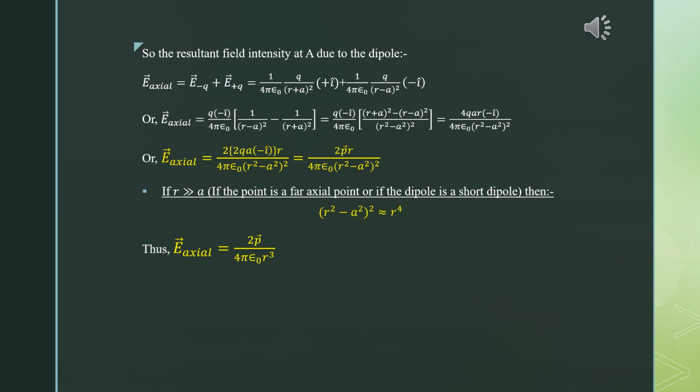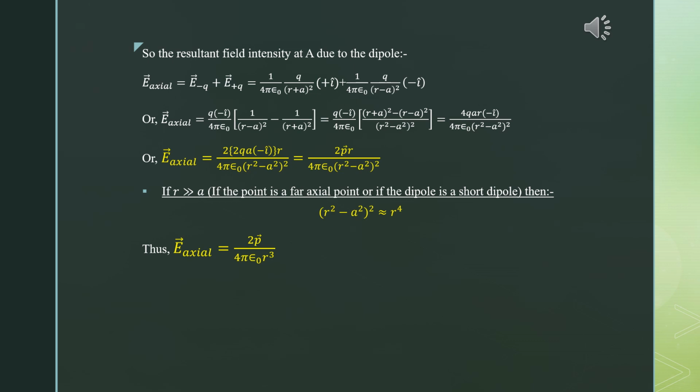So 4ar. Now out of this 4, let us keep 2 aside and combine 2qa minus I cap together and keep the r separate. Why are we doing this? Because if you remember, 2qa minus I cap was the dipole moment vector p. So what do we get? We get 2pr by 4 pi epsilon naught times r square minus a square whole square. This is the resultant formula for the axial field of an electric dipole.